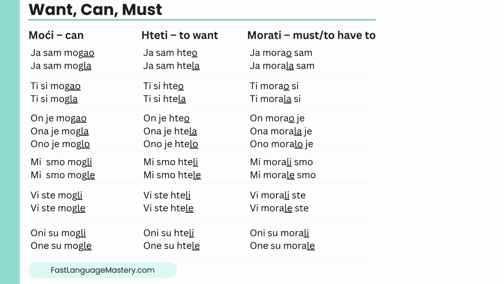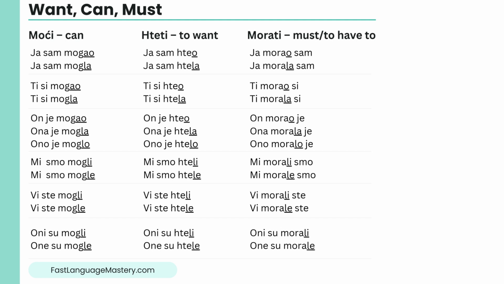Ja sam morao, or ja morao sam. Ja morala sam, ja sam morala. You can see I place "sam" between or after, it doesn't matter. It depends how you want to emphasize this. Both variants are correct. You can say ja morao sam or ja sam morao. Ja morao sam, ja morala sam. I had to, or I had to in the past.